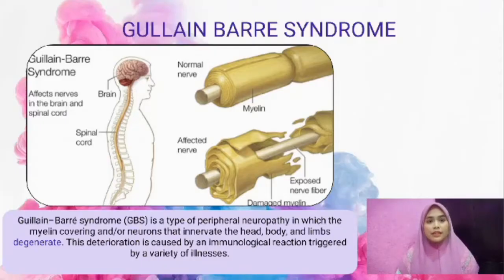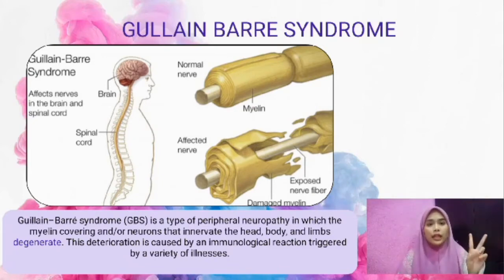The first disease is Guillain-Barre syndrome, GBS. It is a type of peripheral neuropathy in which the myelin covering and/or neurons that innervate the head, body, and limbs degenerate. This deterioration is caused by an immunological reaction triggered by a variety of illnesses.